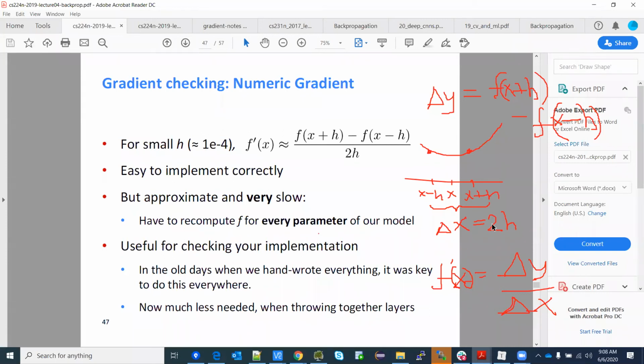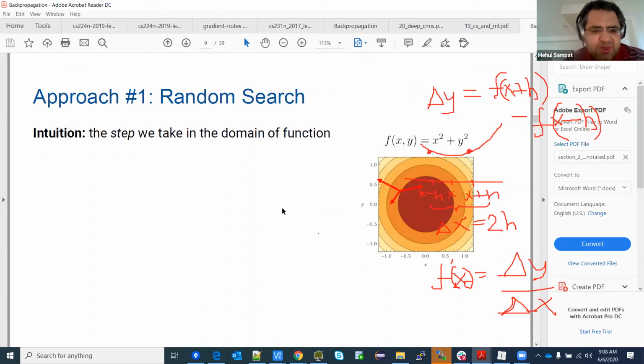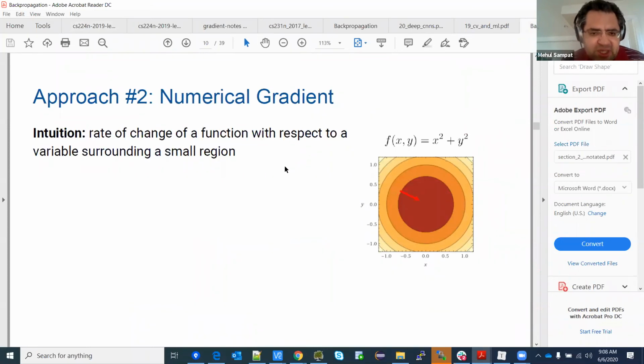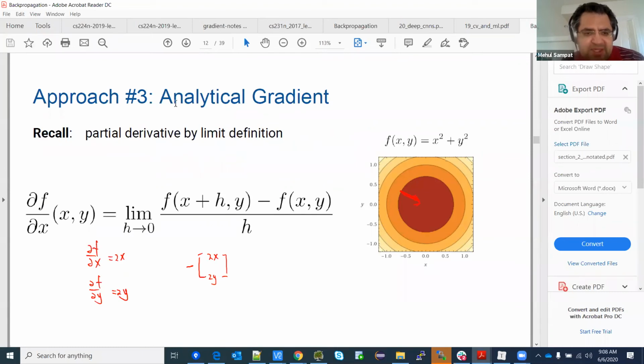Thanks for that excellent discussion. That ties really well with what we see here in this PDF. You could do random search, or you could have the numerical gradient, as was explained really well. Here they just did plus h, but there it was plus h and minus h. And then, like what Joseph said, an analytical gradient, if you take h to the limit, is the actual definition.